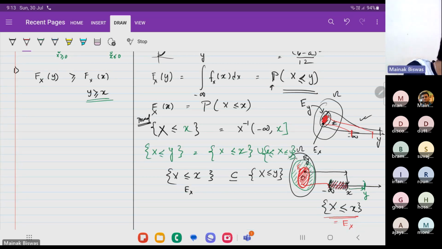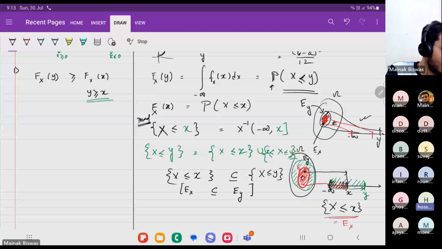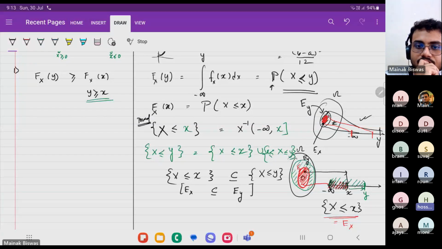This is just the red, and the green will be everything between 0 and y, right? Minus infinity and y. Tell me, where is the doubt? Others also, please tell me, where is the doubt? Sir, from here itself, isn't it getting proved? Huh? From here itself, isn't it getting proved?